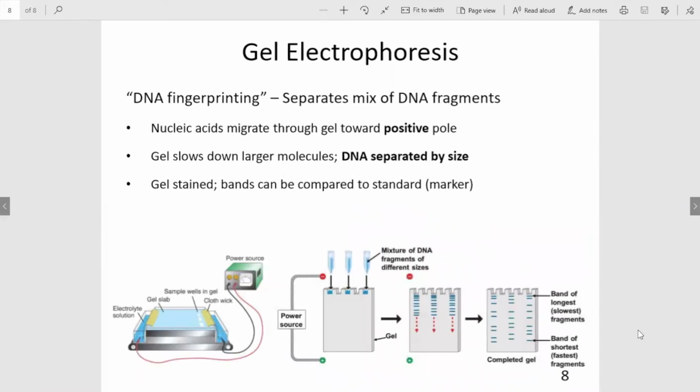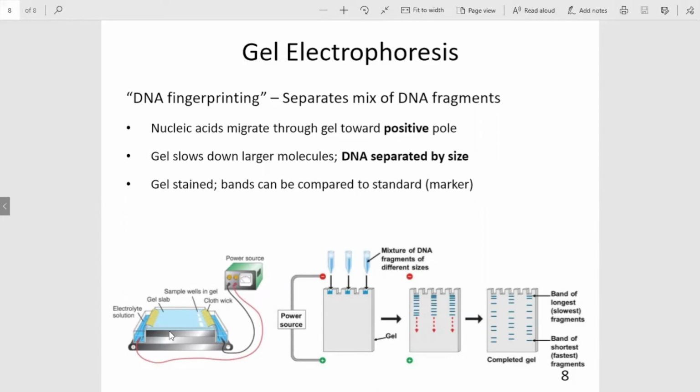Gel electrophoresis is another technique used to look at DNA. Some people call it DNA fingerprinting because it will separate mixtures of DNA fragments. It separates mixtures of DNA fragments based on size. Here on slide 8, you see the typical setup of gel electrophoresis.